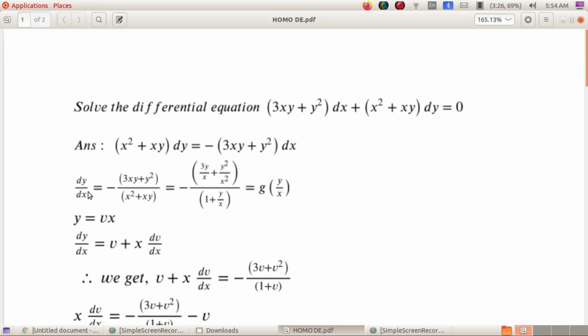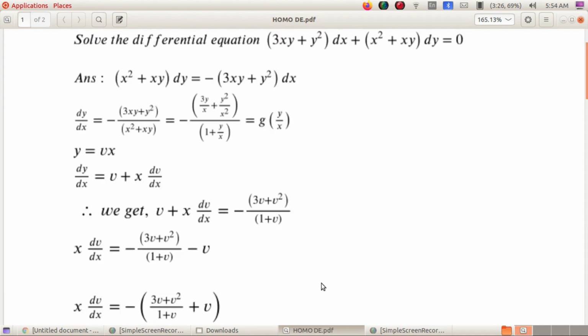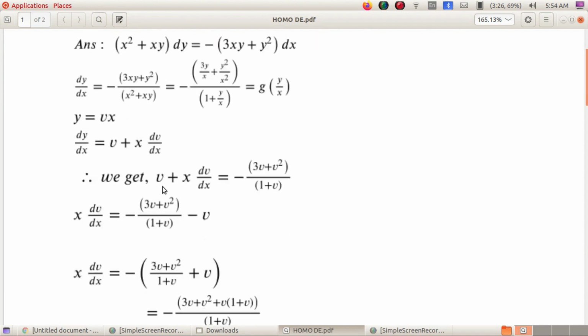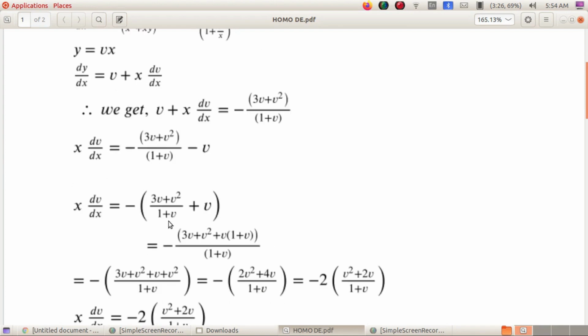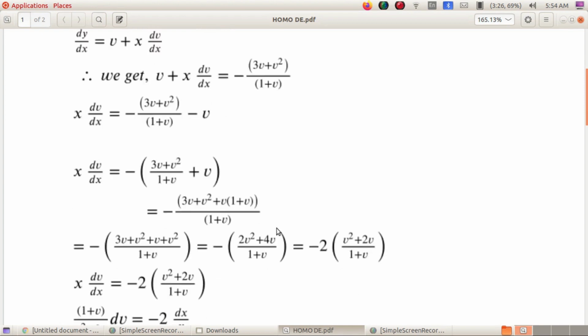So this equation becomes dy by dx is v plus x dv by dx equal to minus 3v plus v square divided by 1 plus v. Now take this v to RHS, it becomes minus v. Taking minus sign outside, 3v plus v square divided by 1 plus v, plus v. Now take denominator 1 plus v. So we get v into 1 plus v.